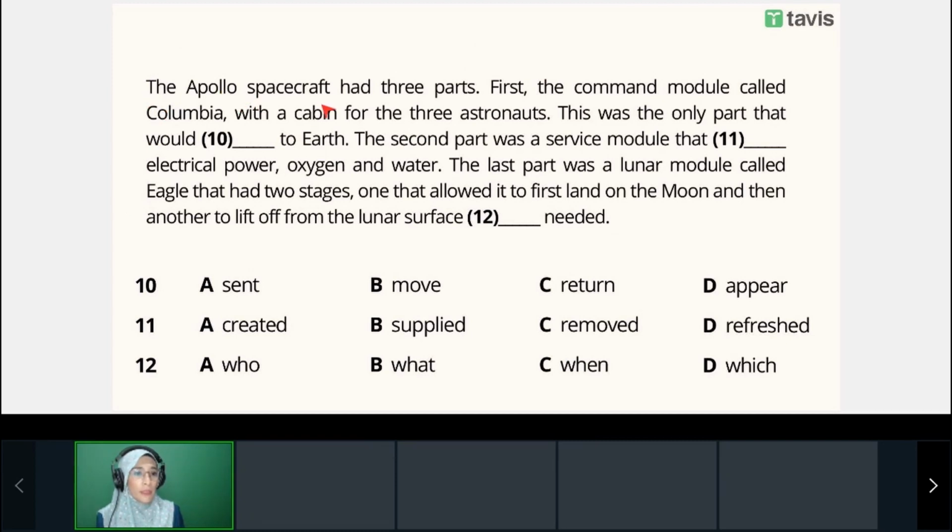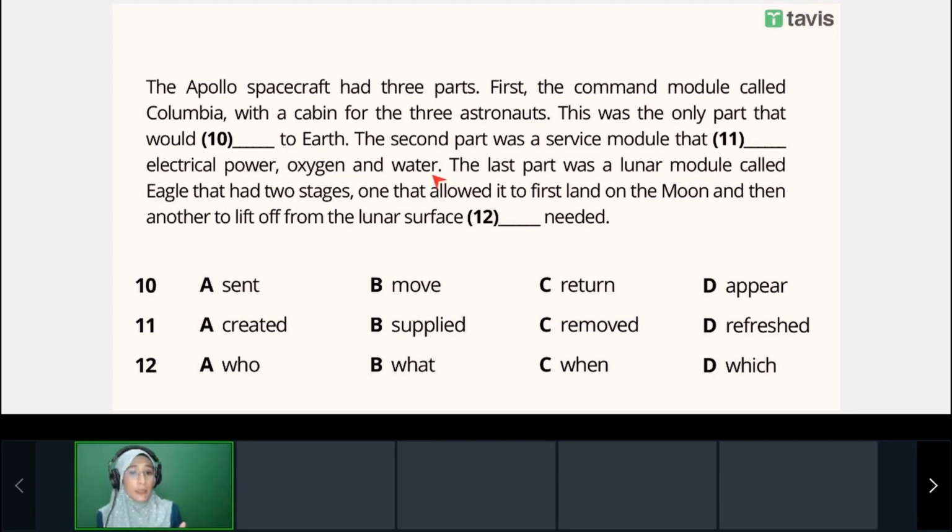Now the Apollo spacecraft had three parts. First, the command module called Columbia with a cabin for the three astronauts. So now we know that they have a command module called Columbia with a cabin for the three astronauts. This was the only part that would something to Earth. So the only part is the command module, the Columbia. And the second part was a service module that something electrical power, oxygen, and water.